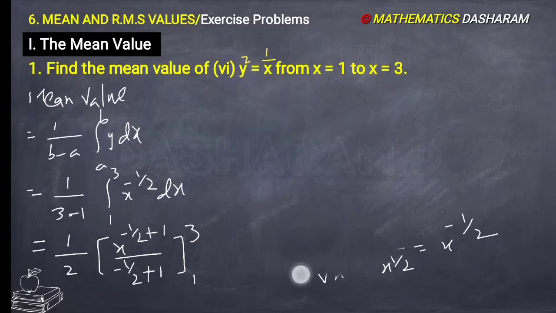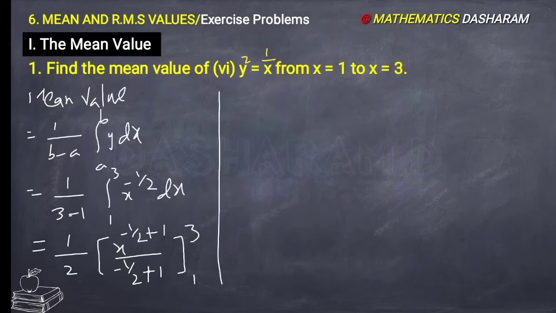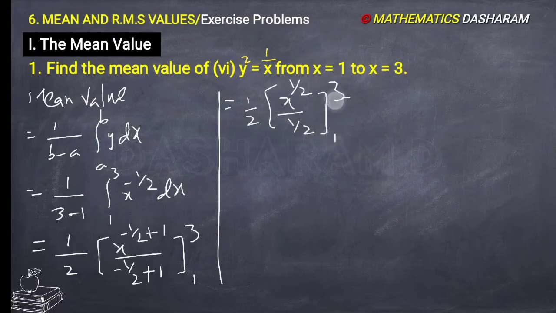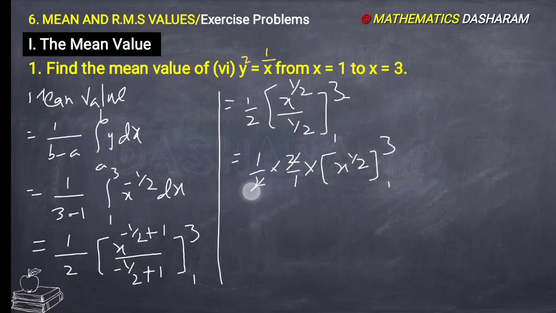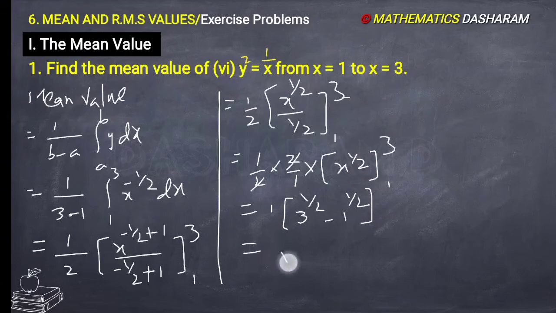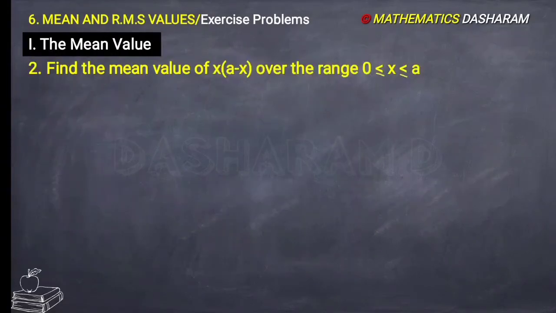So it is equal to 1 by 2 integration, x to the power of minus 1 by 2 plus 1 is plus 1 by 2, by plus 1 by 2. So it is equal to 1 by 2 into 1 by 2 will become reverse, 2 by 1 into x to the power of 1 by 2. Here 2 and 2 cancel, 1 into 3 to the power of 1 by 2 minus 1 to the power of 1 by 2. So 3 to the power of 1 by 2 means root 3 and 1 to the power of 1 by 2 is 1. So this is our required answer.